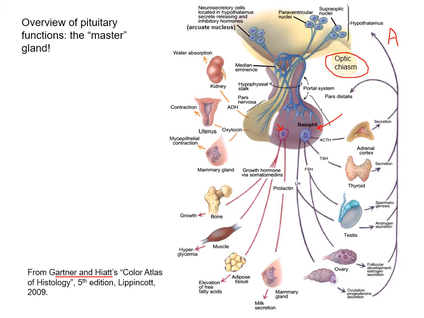These hormones are beyond the scope of this course, but to give you an idea for what they secrete, there's growth hormone, and then hormones that control release by the other glands of the body. So you can see a lot of these glands here, hence the master gland. The pituitary gland, being the master gland, controls secretion of hormones by the other glands of the body.